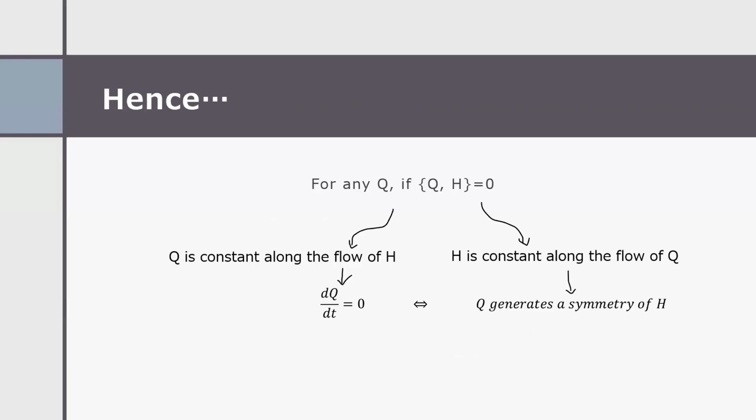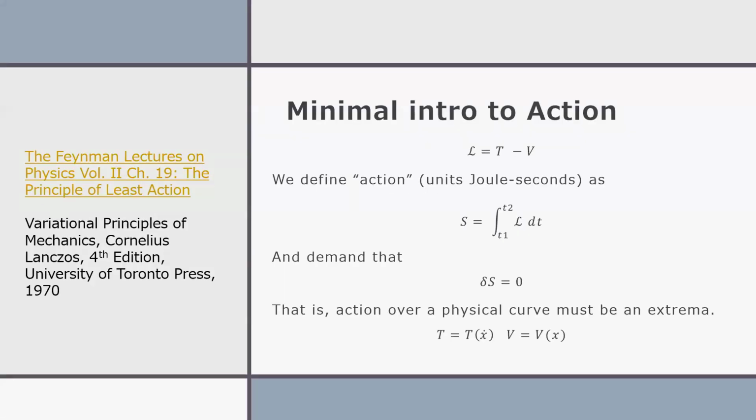So you've got these two different ways of looking at the situation if Q bracket H is equal to 0. One way is that Q is constant along the flow of H, dQ by dt equals 0. The other way is that H is constant under the flow of Q. Q generates a symmetry of H, okay? Much simpler than the Lagrangian approach. But anyway, let's dive into that.